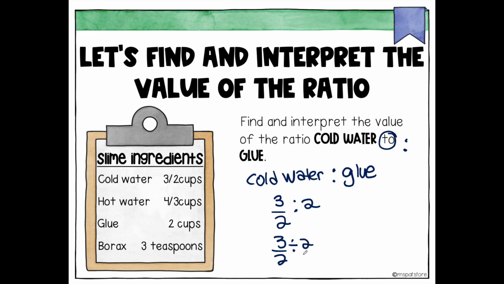Remember that there is always an invisible one under any whole number. In order for you to divide this fraction, you need to keep the first fraction the same, change the division symbol for multiplication, and then write the reciprocal, or flip the second fraction. It will be 1/2. Now you're ready to multiply 3 times 1, which is 3, and 2 times 2, which is 4. Well, I know that the value of the ratio cold water to glue is 3/4 cups, which basically means that the amount of cold water is 3/4 the amount of glue.